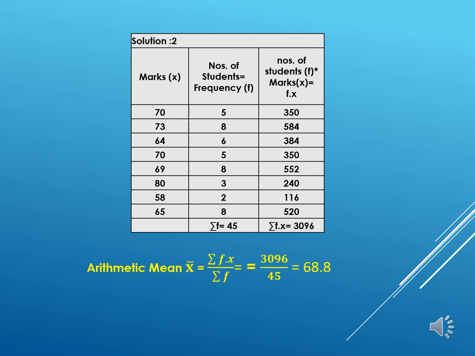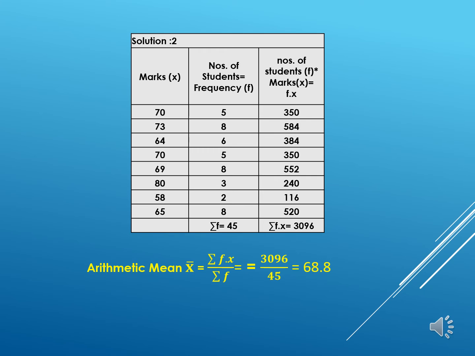Arrange the data of problem 2 in tabular manner, having 3 columns: one for marks x, another for the number of students, that is frequency f, and another for the number of students multiplied by the marks, that is f into x. So in column number 1, marks x, write all the marks data, that is 70, 73, 64, 70, 69, 80, 58, and 65.